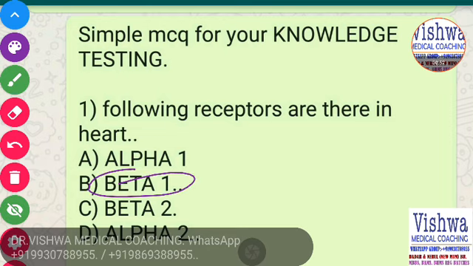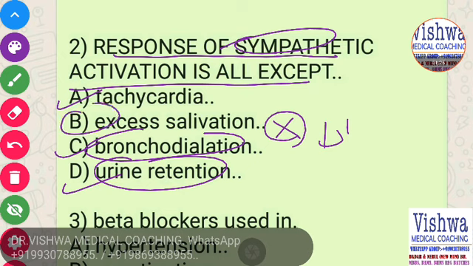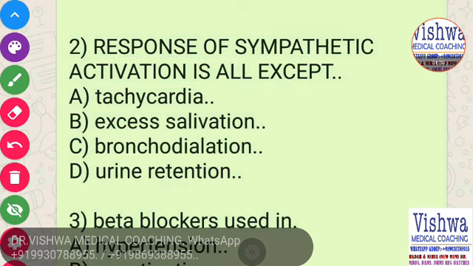Second important question: a simple response to sympathetic activation is all except. Remember, sympathetic, as we have learned in the video lecture, is like a dog running behind you. So we have tachycardia, yes. Excessive salivation is not there. We have reduced salivation. Bronchodilation, yes. Urine retention is also yes. So the answer to this is B, excess salivation in response to sympathetic stimulation.